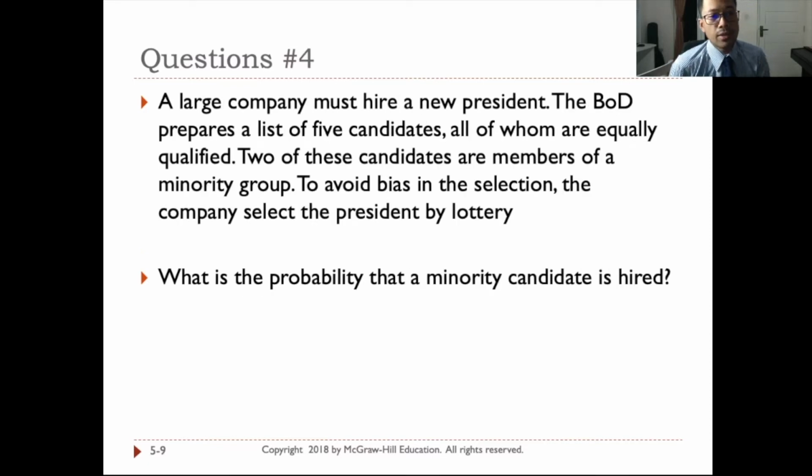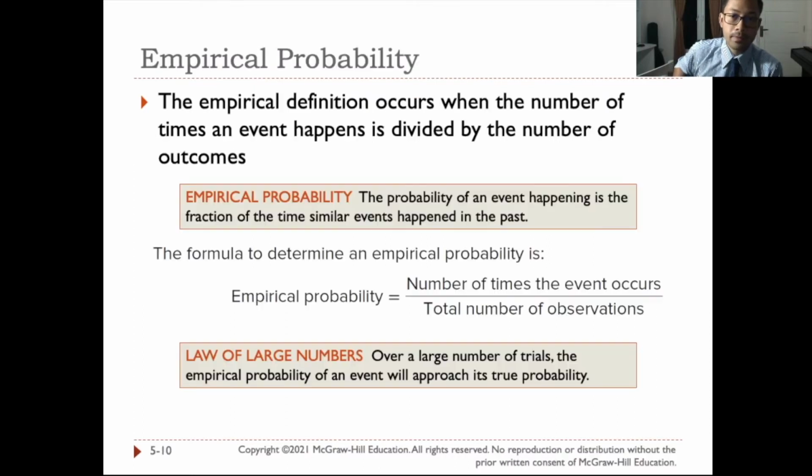Another example, a large company must hire a new president. The board of directors prepares a list of 5 candidates, all of whom are equally qualified. 2 of these candidates are members of a minority group. To avoid a bias in the selection, the company selects the president by lottery. So basically you're going to choose one president from 5 candidates, and 2 out of the 5 candidates are from a minority group. What is the probability that a minority candidate is hired? So the probability is basically 2/5, since there are 2 minority candidates out of the 5 total candidates.